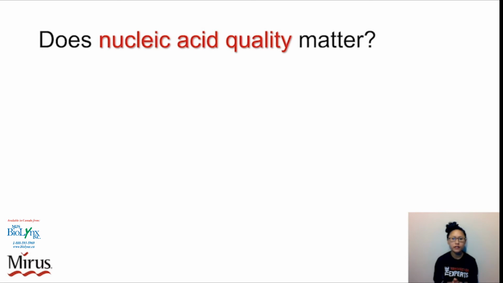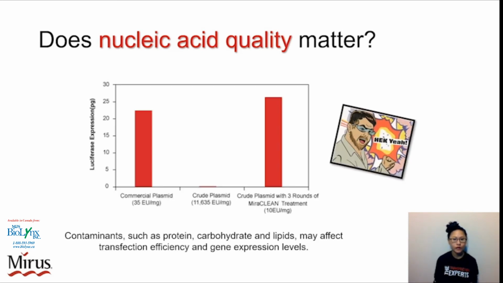All right, so we talked about the state of the cells. How about the state of the thing that you're delivering? Does nucleic acid quality matter? Yes, it does. Take a look at this graph, where we're showing you luciferase expression when we transfect into COS7 cells a plasmid that was either commercially prepared or what we call a crude plasmid from a mini prep kit.